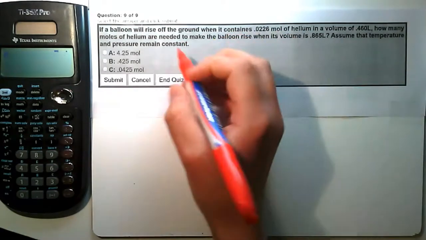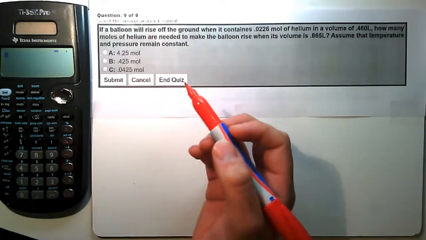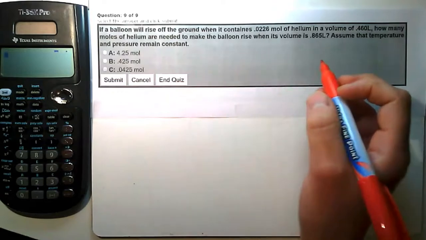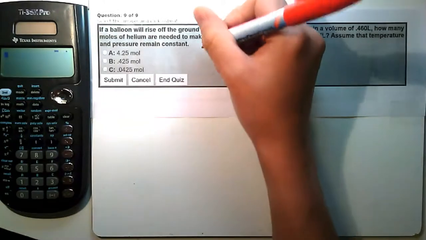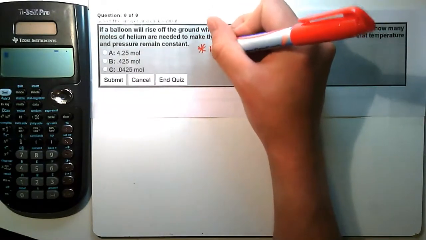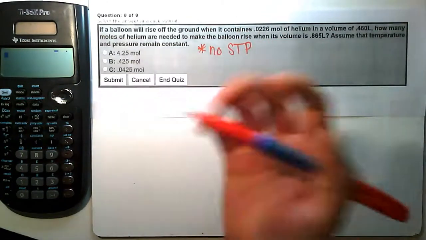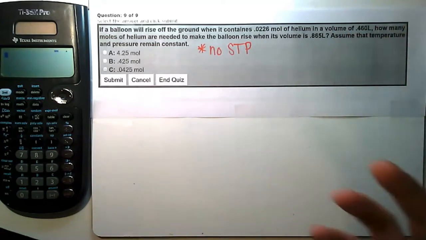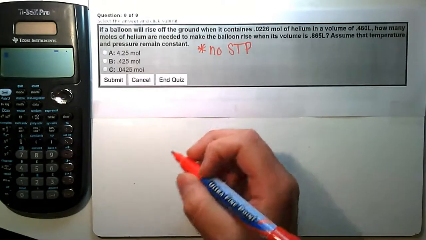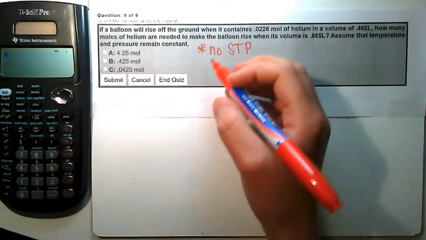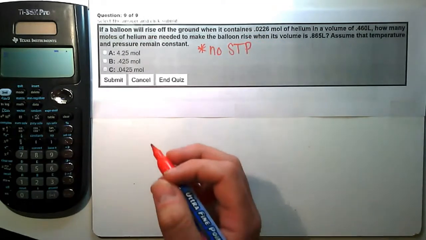Okay, so in this problem, temperature and pressure are remaining constant, meaning we don't need to worry about them, but to figure out how many moles go with the new volume, we can't use 22.4 liters because it does not say STP. There's no STP listed in the problem. We're at a temperature and pressure other than STP. So because it doesn't say at STP, we have to assume that it's not at STP. So instead of using 22.4, we are going to have to relate the number of moles to the volume.